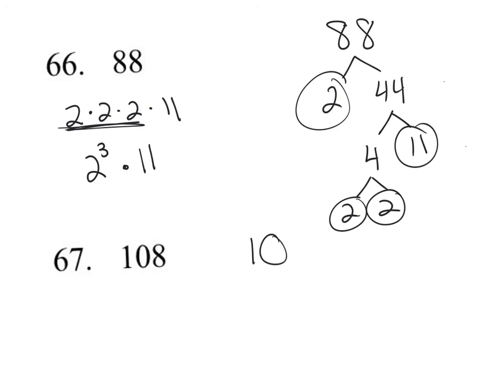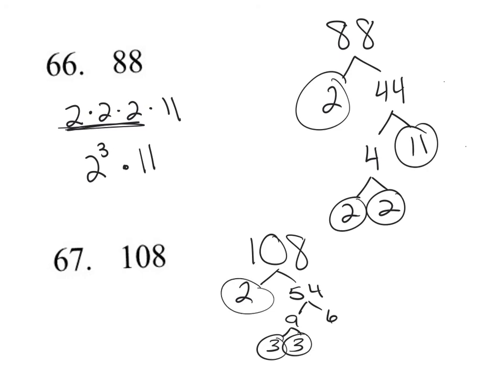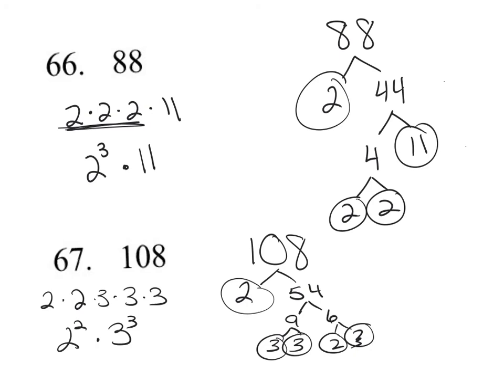Okay, same thing for 108. If you're not sure what to break 108 into, just divide it by 2, which gives you 54. Then 54 can be broken down into 9 and 6. Neither of those are prime, but 3 is prime for 9. And then 6 can be broken down to 2 and 3. So those are also prime. So this one is like saying 2 times 2 times 3 times 3 times 3. So this would be 2 to the second power times 3 to the third power.